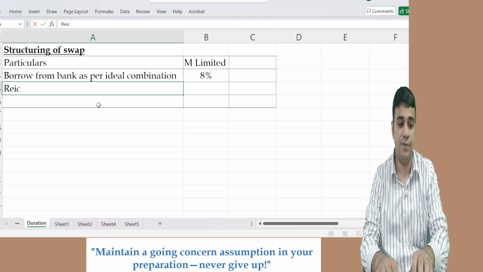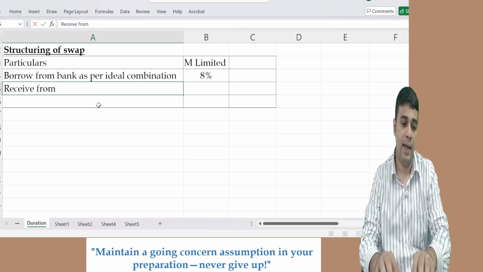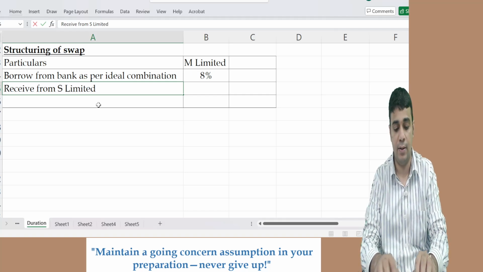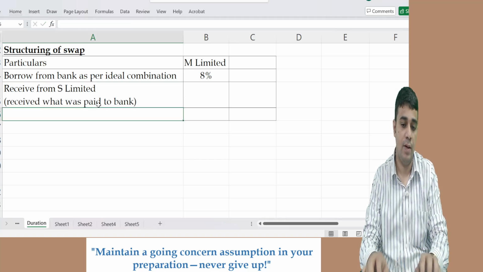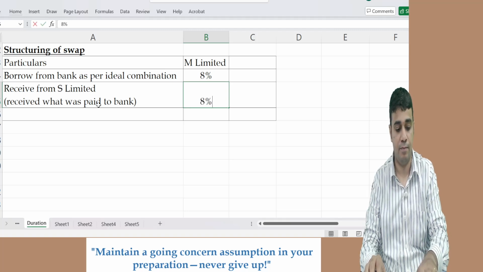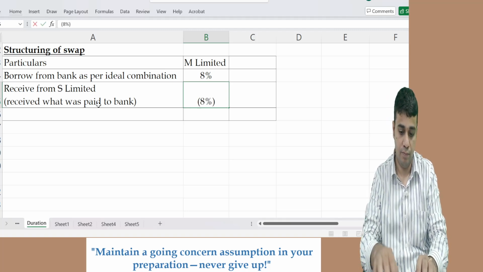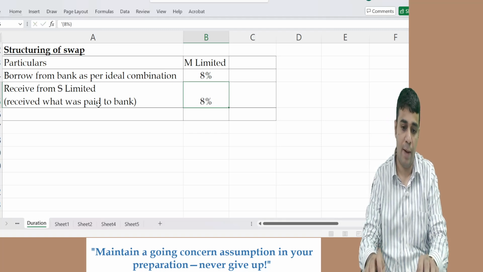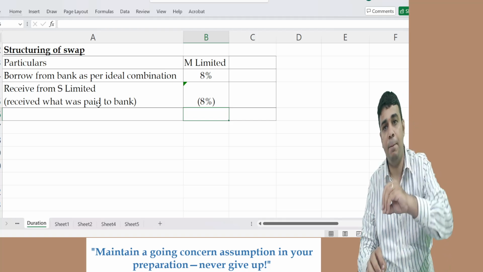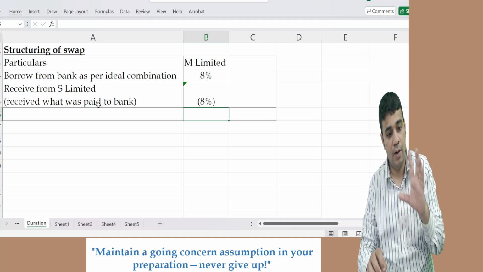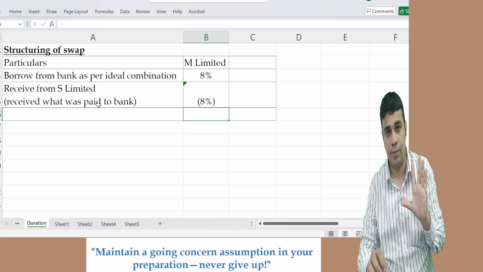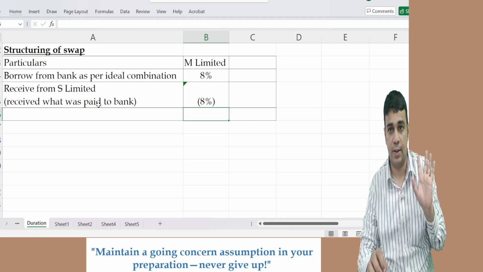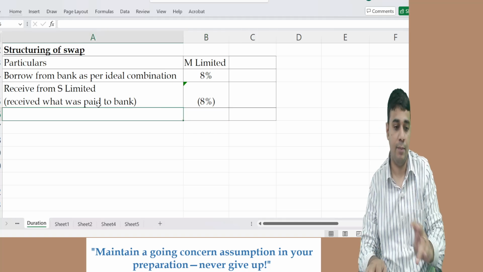Next, they will receive from S Limited. In brackets, receive what was paid to the bank. Receipt I'm putting in brackets, payment I'm putting as outflow. Why do we receive and all? Let me complete it fully, then you'll understand. Now net this: 8 and 8 will get cancelled. Receive what was paid to the bank.